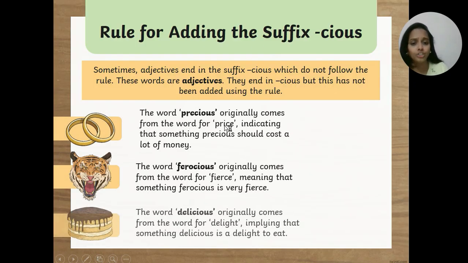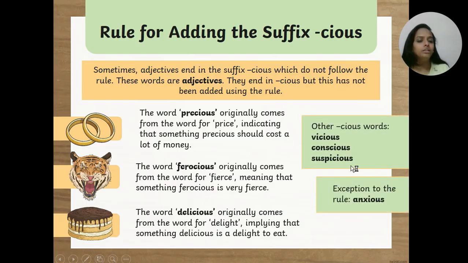Some of the words, such as precious: if you see the word precious, it has the root word price, which indicates a lot of money. That's an adjective. And the word ferocious, which means something very fierce, the root word is fierce. That's an adjective. And delicious is also an adjective that comes from the root word delight, which means something very delightful to eat. Got it? Other CIOUS words are vicious, conscious, suspicious. Remember, all these are adjectives. So here applying the suffix rule will not work.